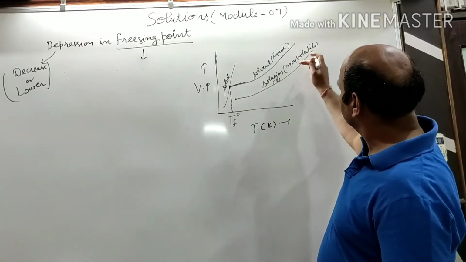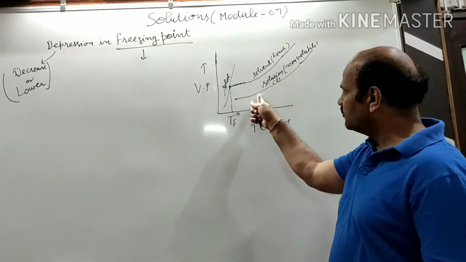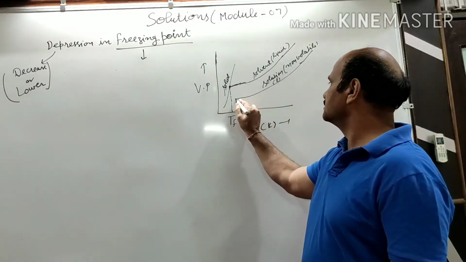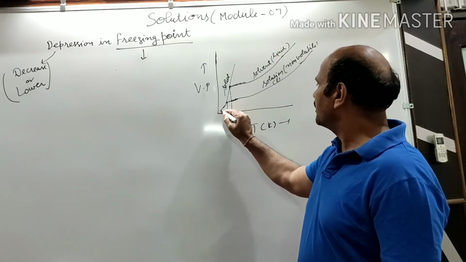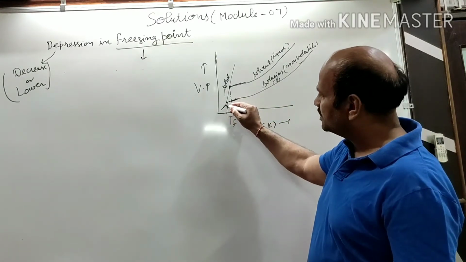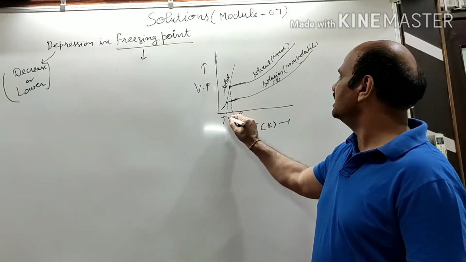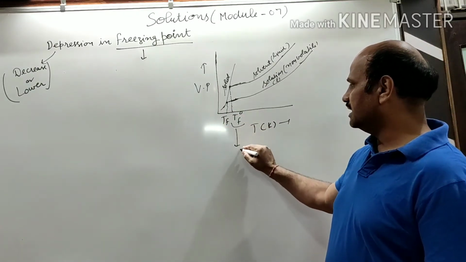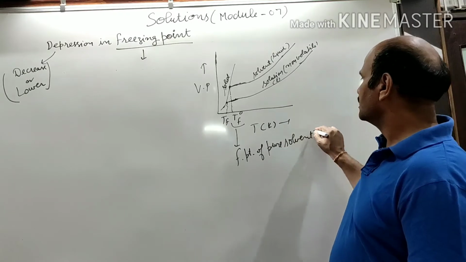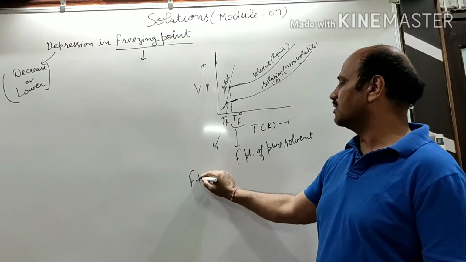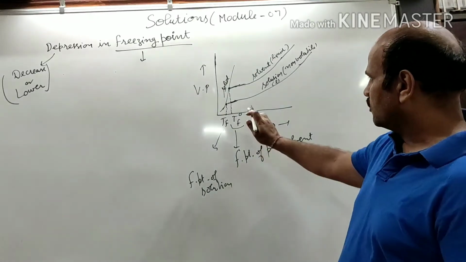For the solution, this is the line for liquid. For freezing, we have to decrease the temperature, like this. This is the point where the vapor pressure of this liquid and the vapor pressure of this solid are equal. Or you can say, this is T naught F and this is TF. What is T naught F? It is the freezing point of the pure solvent. This is the freezing point of the solution.